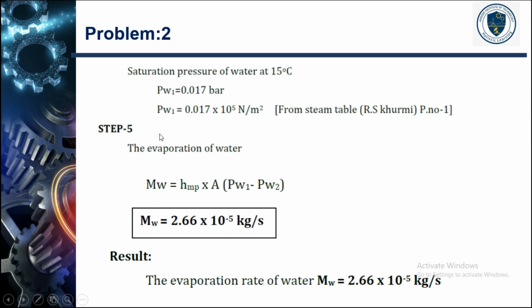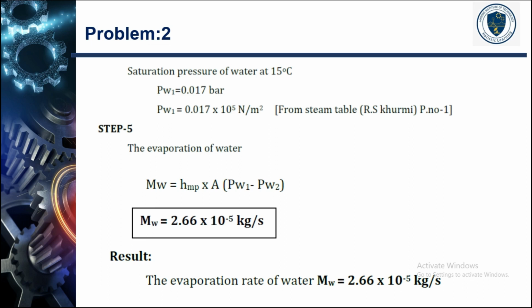Then after finding that, we have to find the partial pressure of water vapor at that condition, that is PW1 equal to 0.017 into 10 power 5 Newton per meter square. If you want an accurate value, you can go to the steam table and evaluate the saturated pressure for 15 degrees Celsius. Now we know PW1, and PW2 is given in the problem itself. So PW1 is formulated based on the temperature, PW2 is given in the problem, the area we know, and hMP is the convective mass transfer coefficient.